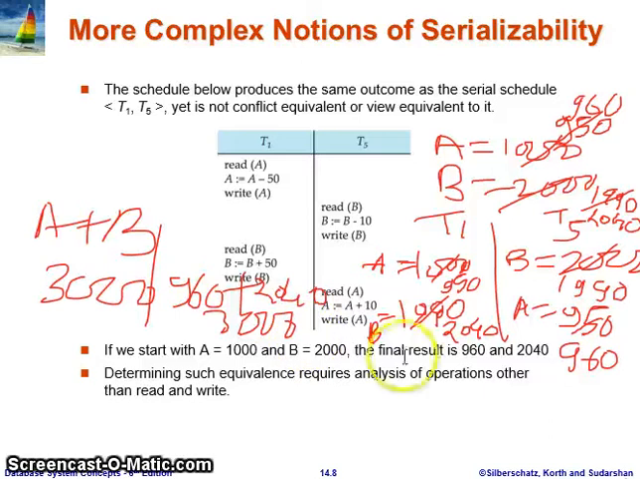By this example, we have seen that this schedule of transactions T1 and T5 maintains the consistency of the database. So determining such equivalency requires analysis of operations other than read and write. Means a schedule can be serializable even if it is not view equivalent, view serializable, or conflict serializable. There is another model by which we can determine whether the schedule is serializable or not.